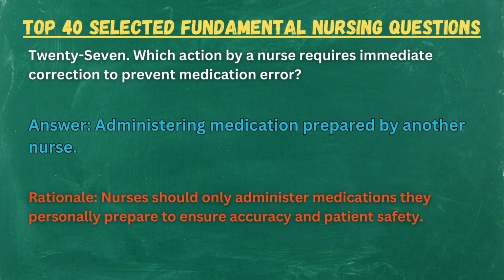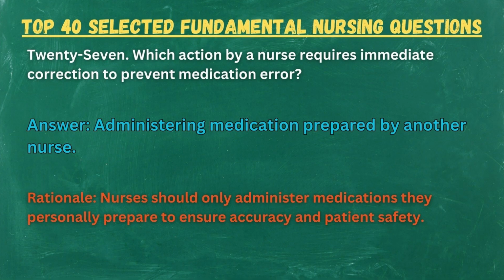27. Which action by a nurse requires immediate correction to prevent medication error? Answer: Administering medication prepared by another nurse. Rationale: Nurses should only administer medications they personally prepare to ensure accuracy and patient safety.